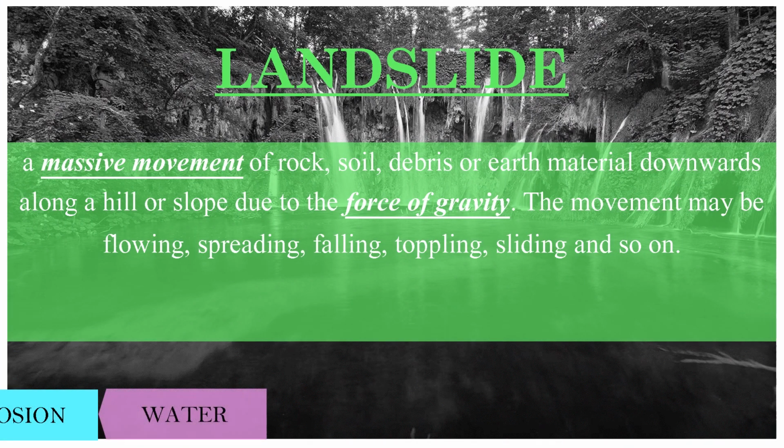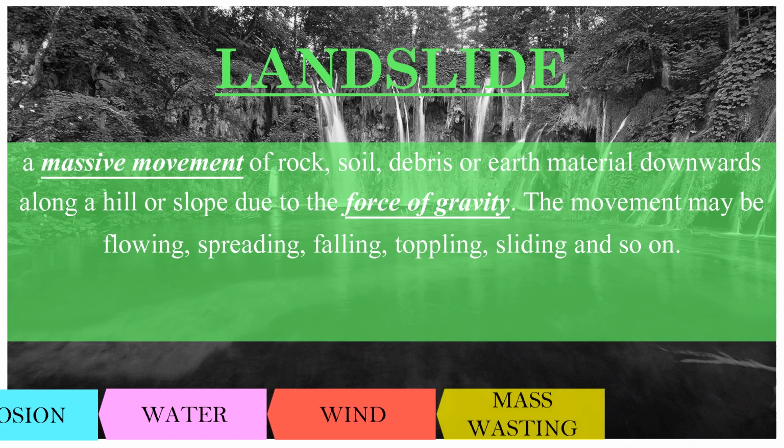One of the examples of mass movement is called landslide. It is a massive movement of rock, soil, debris, or earth material downwards along a hill or slope due to the force of gravity. The movement may be flowing, spreading, falling, toppling, sliding, and so on.